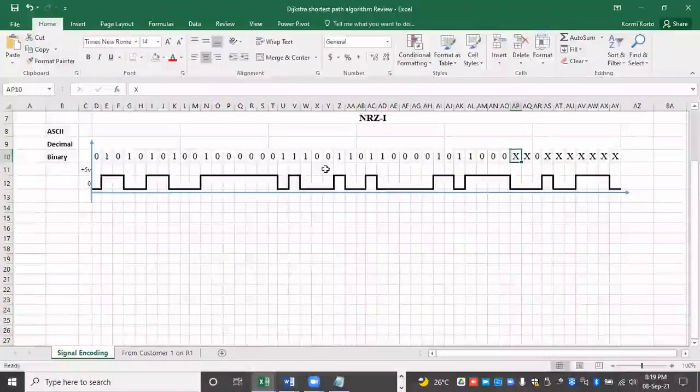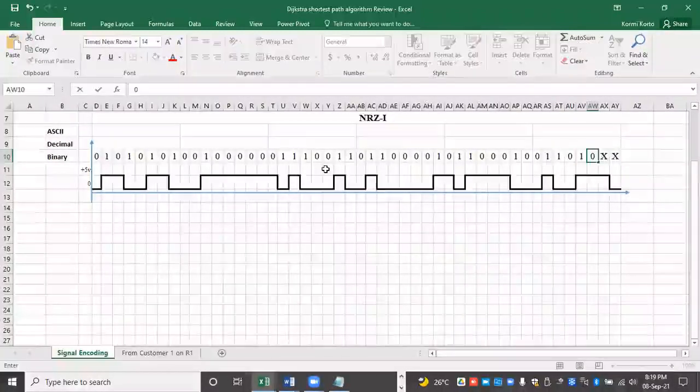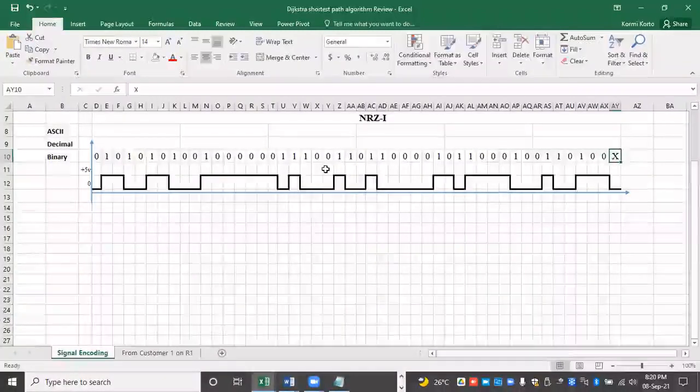So what's the next? 1, right? No transition, a 0. A 0, obviously. There's a transition, a 1. A transition, 1. And 0. A transition, 1. A 1. No transition, 0, 0, 0. And 1, and 1. So you got your binary bits.